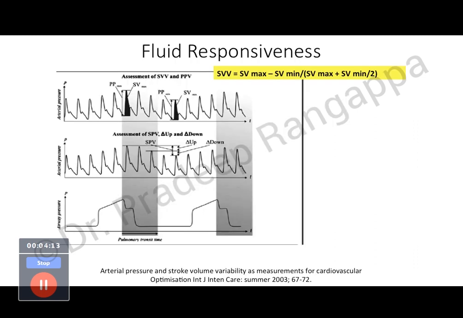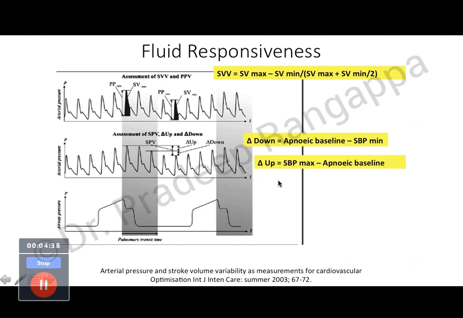Along with stroke volume variation, another science that one needs to understand is the systolic pressure variation. You look at the delta down and delta up of the curves in the arterial line trace. The delta down is apneic baseline minus minimum systolic blood pressure, and delta up is maximum systolic blood pressure minus apneic baseline. For systolic pressure variation, you add delta down and delta up.